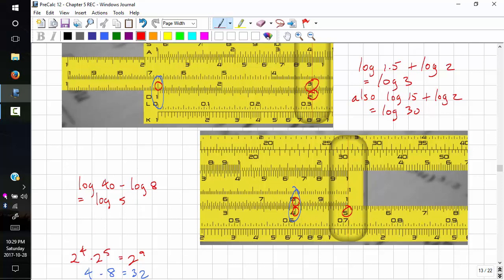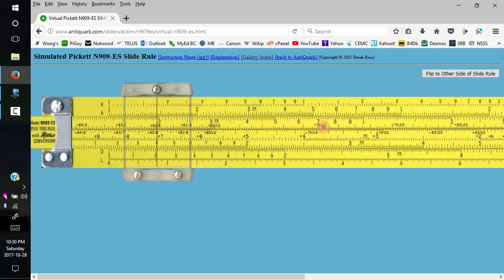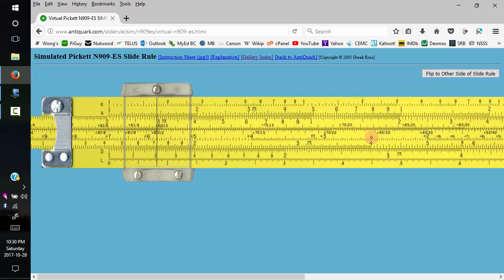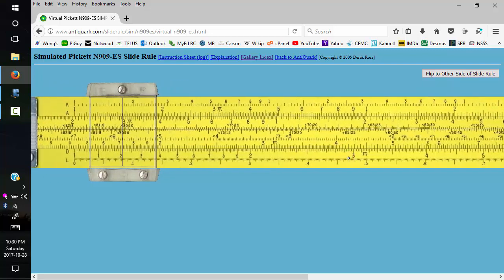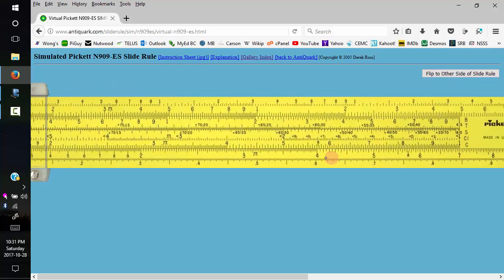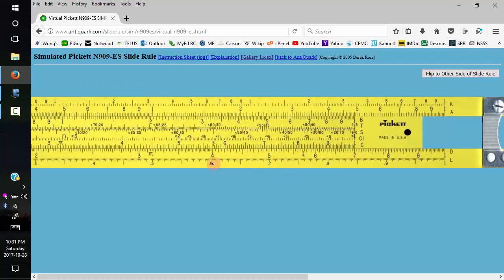Now, if you want to practice with a slide rule yourself, you can go to my website. And on my website, you'll find a link to this slide rule. And then you can just slide it around and practice. And what you'll notice, if you have a higher resolution, it's fine. These are our values. This is the log base 10 values. So if we look at 4, the log is about 0.62, between 6.1 and 6.2.